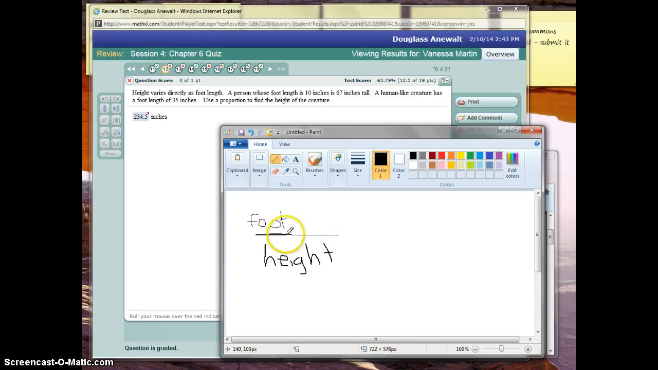Okay, so a proportion means you need to have a couple ratios set up. So it says that a person whose foot is 10 inches, their height is 67. And then a human-like creature has a foot of 35 inches. So again, we're putting the foot on the top. We don't know what their height is, so we'll put a variable in there, x. And whenever you have a proportion set up like this, two ratios equal to each other, to solve for the unknown value, you can cross multiply.